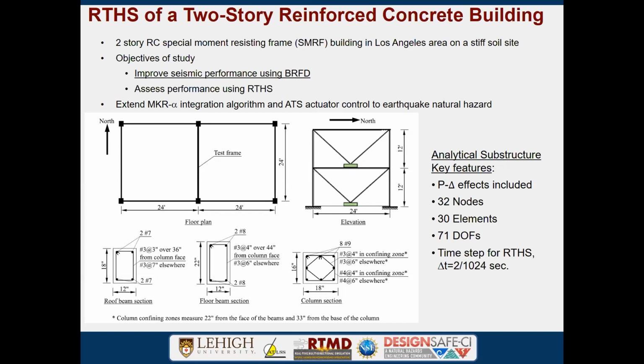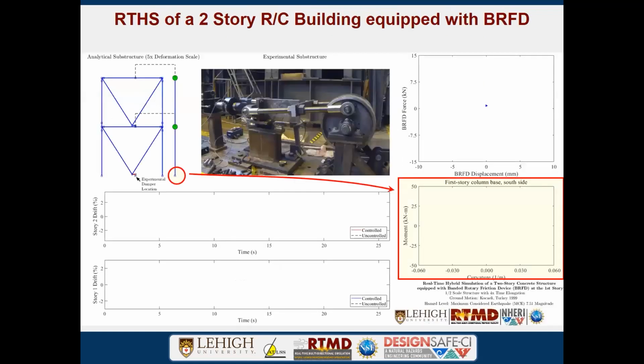And we assume we install these dampers in the bottom floor. The only reason is that in our lab we only have one physical damper. So at this time we numerically model this damper as a numerical model in the second floor. So here is the video of the real-time hybrid simulation. And this is the two-story building subject to an MCE-level earthquake.